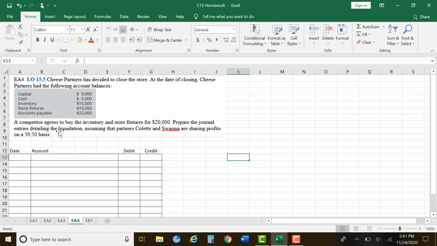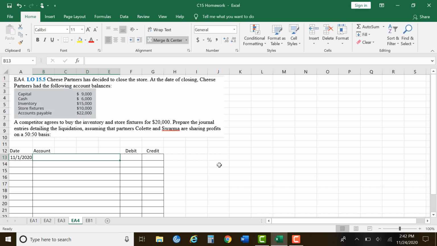So we have a competitor agrees to buy the inventory and store fixtures for $20,000. So inventory is $15,000, store fixtures are $10,000. So that's $25,000. He's selling them for $20,000, so they have a loss. That's the first thing to note. It doesn't give us a date, so we're just going to go with November. So they are going to receive cash of $20,000.